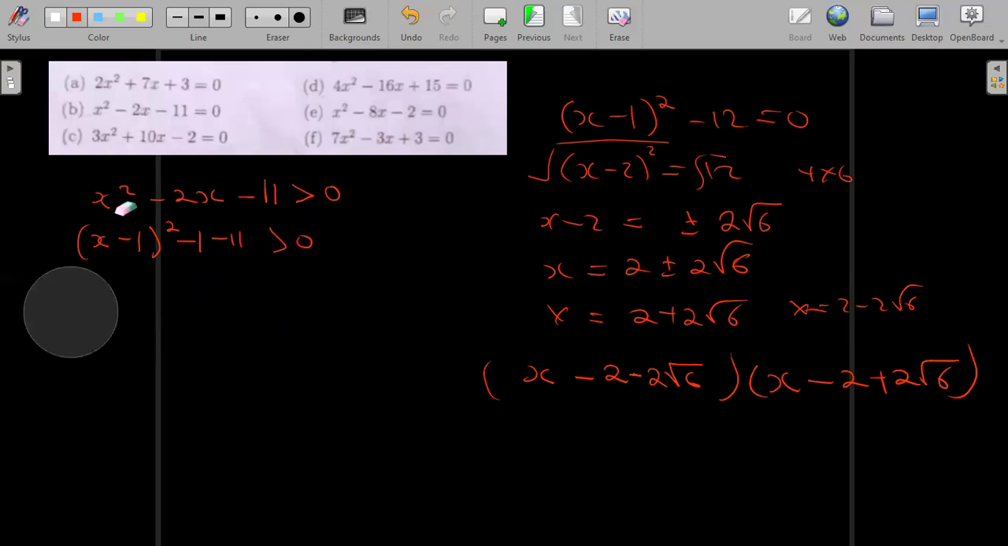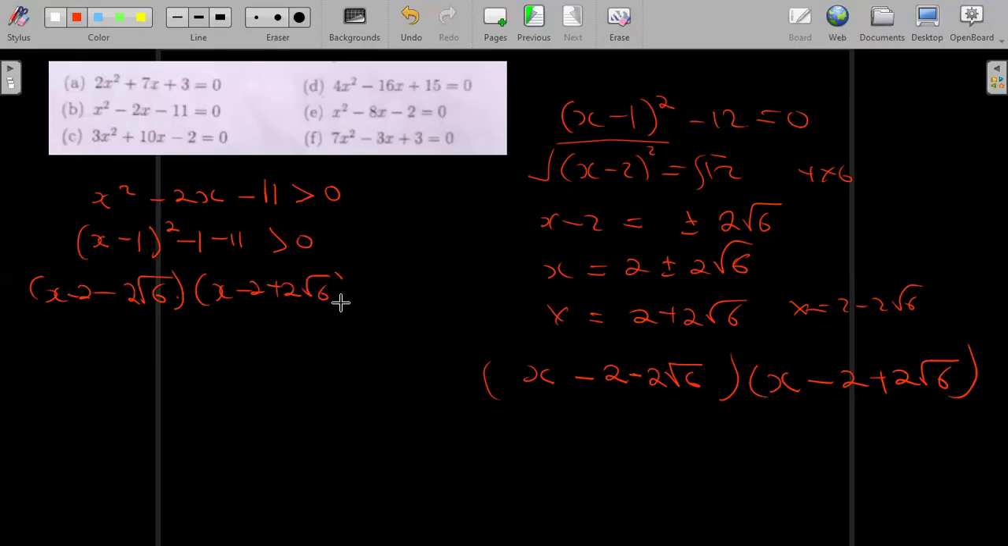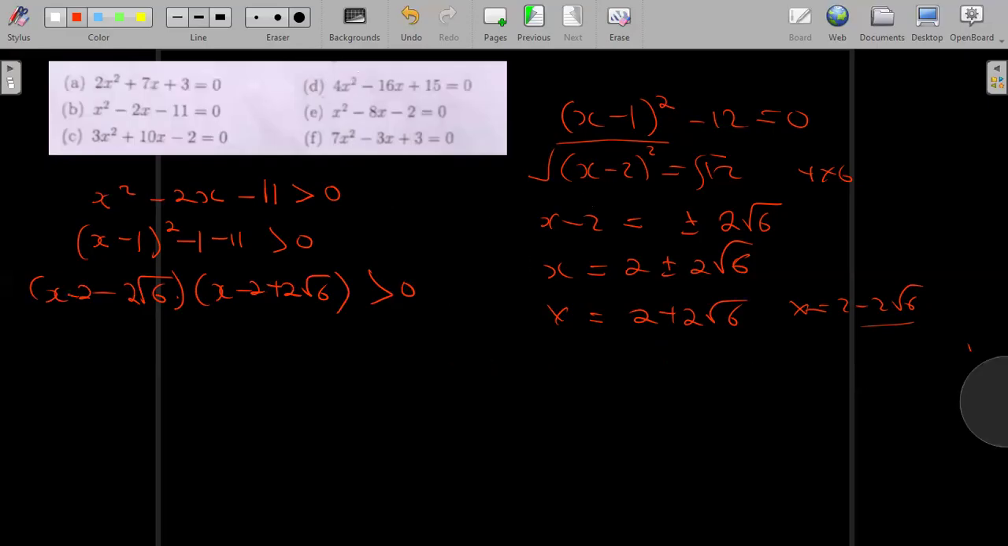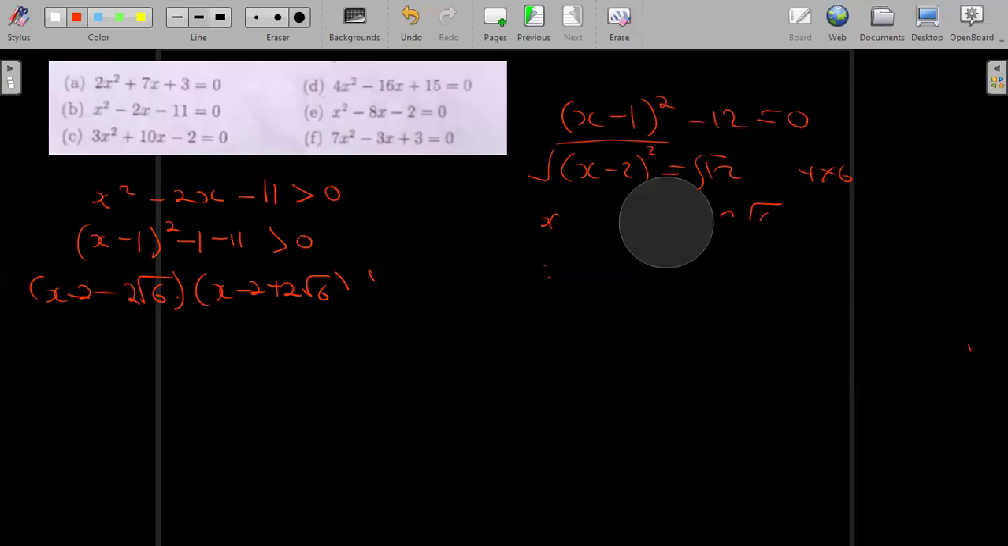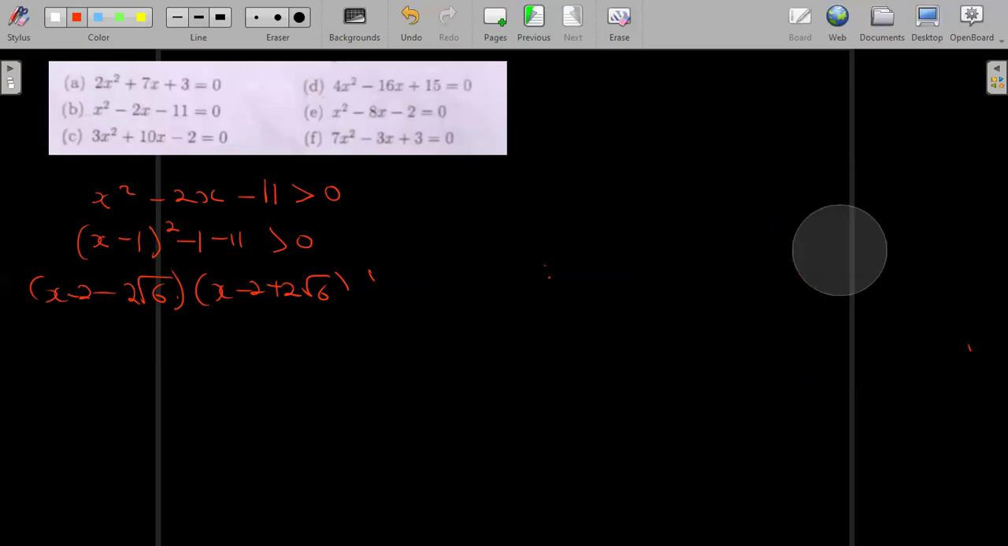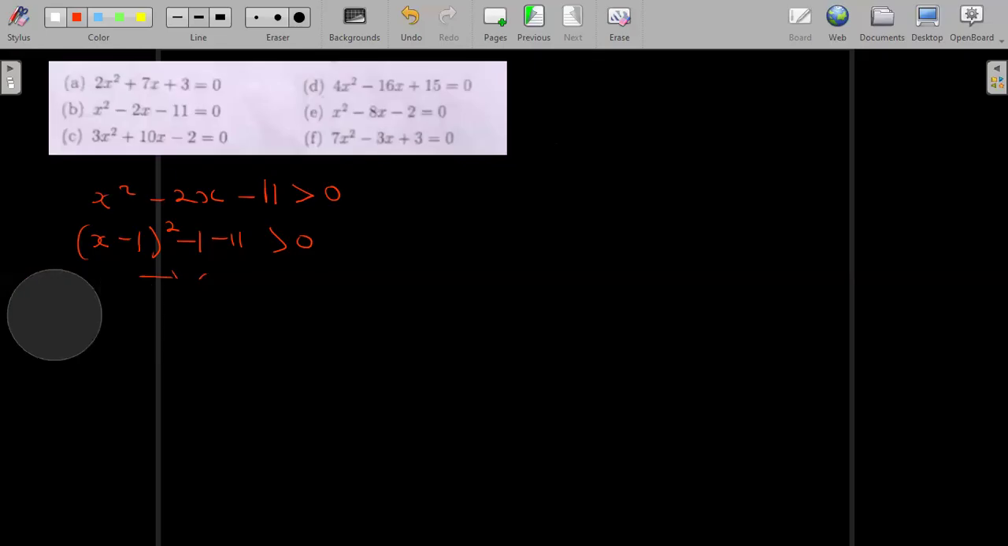So what you're going to have are x minus 2 minus 2 root 6, then x minus 2 plus 2 root 6, like this, greater than 0. So you want to look at which point is greater than 0. Of course, you found this. This is very complicated, really. But let's imagine away from this, for the sake of explaining, I know you do the questions that are designed for that.